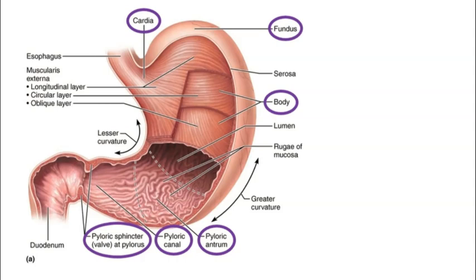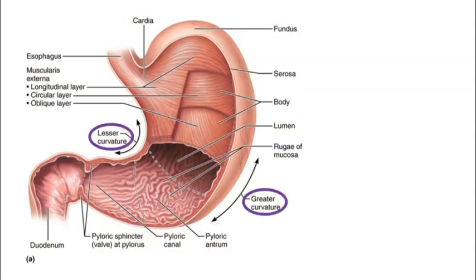The pyloric region is shaped like a funnel. So we see that the initial part of the pyloric region, which is called the pyloric antrum, narrows into the pyloric canal. The pyloric sphincter is a valve that is between the pyloric region and the duodenum. And the pyloric sphincter controls the flow of chyme from the stomach into the duodenum.